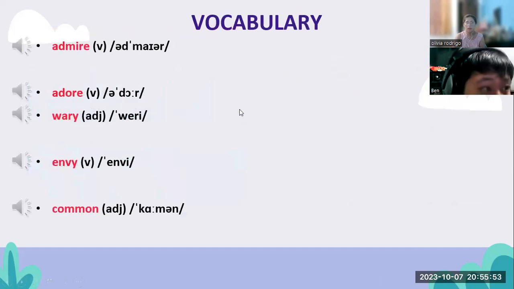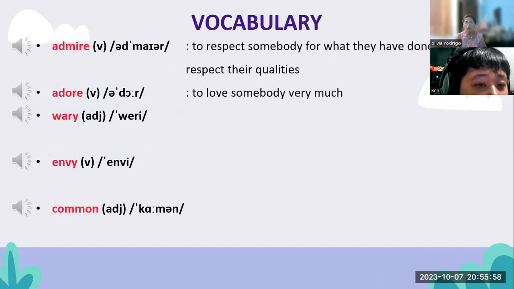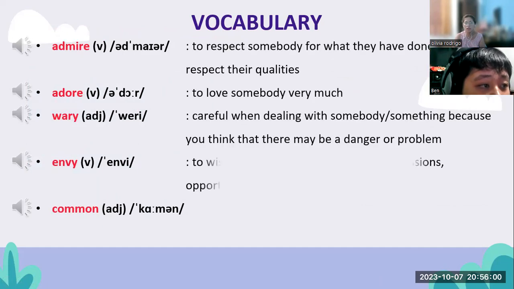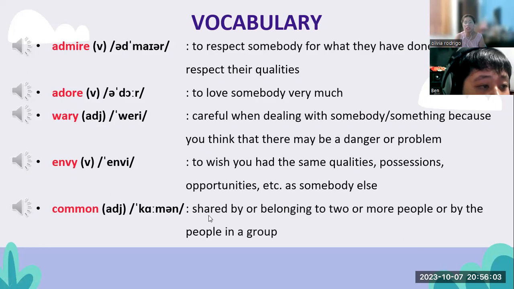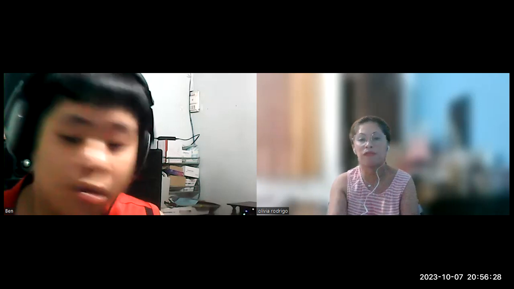Okay. So we have here, Ben, some of the words to describe: admire, adore, vary, invade, and common. So these are some of the personality words in the people because we are talking here about personality. Okay. So Ben, let us continue this topic tomorrow, and we're going to talk about this again. We are already in Unit 5. Okay, Ben. I will see you tomorrow for the continuation of our lesson for Unit 5A.